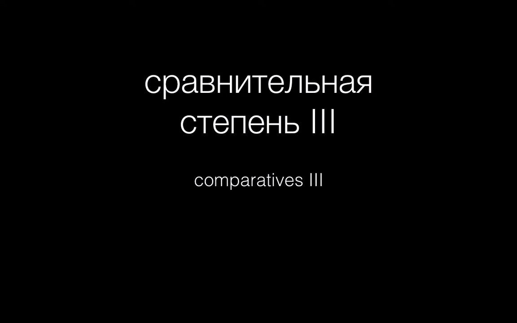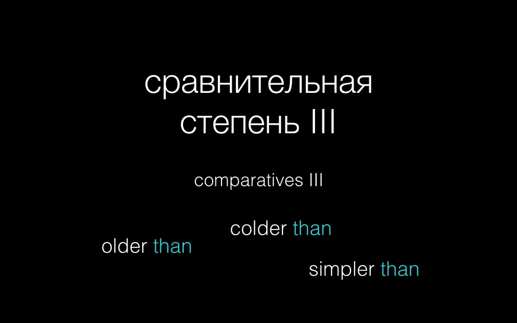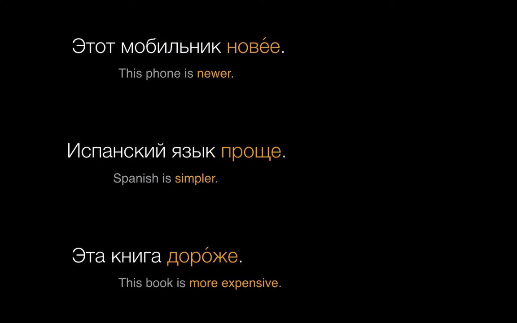Let's talk about how to express than in Russian, that is, how to compare two things. In other videos, we've covered the comparative forms of adjectives, which we need to express things like newer, faster, colder, hotter, and so on. But sometimes you want to compare one thing to another. For example, to say that Spanish is simpler than Russian. In Russian, we have two ways to express than. They're both pretty straightforward, so we'll cover them both in this video.